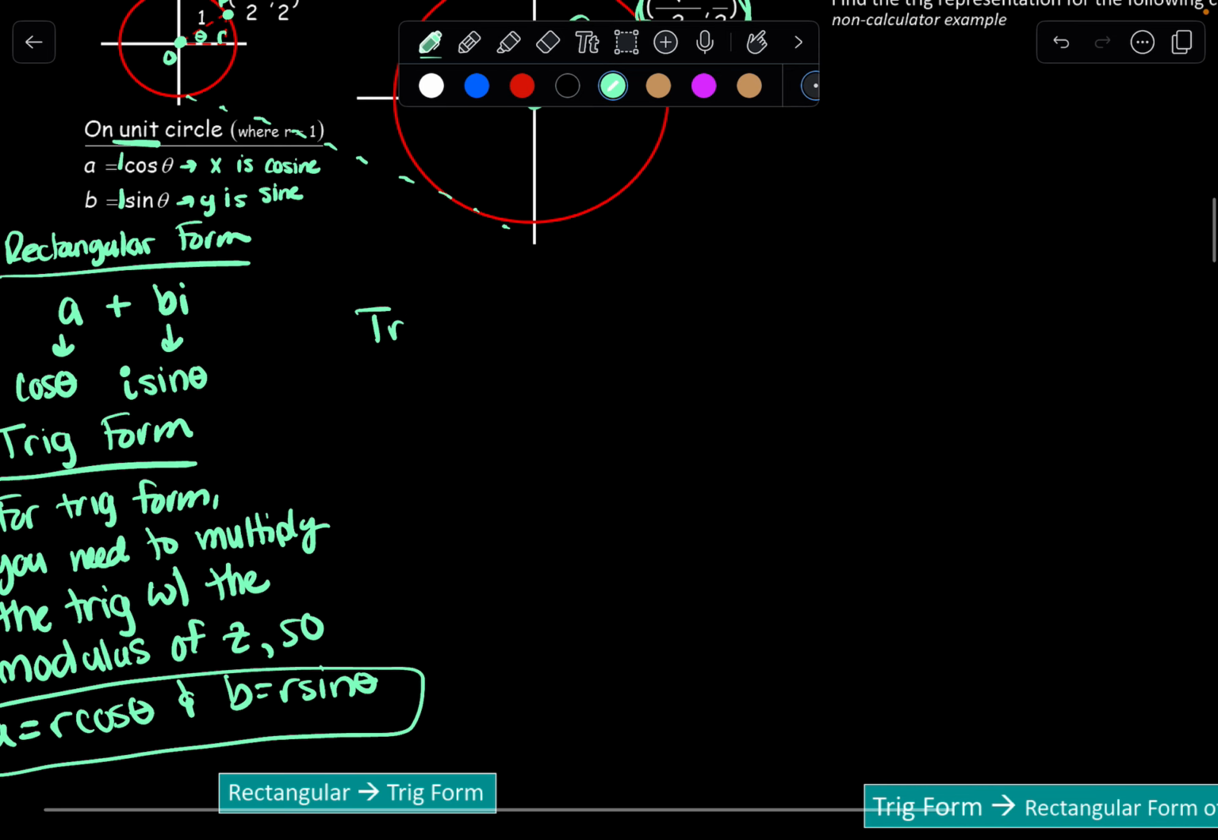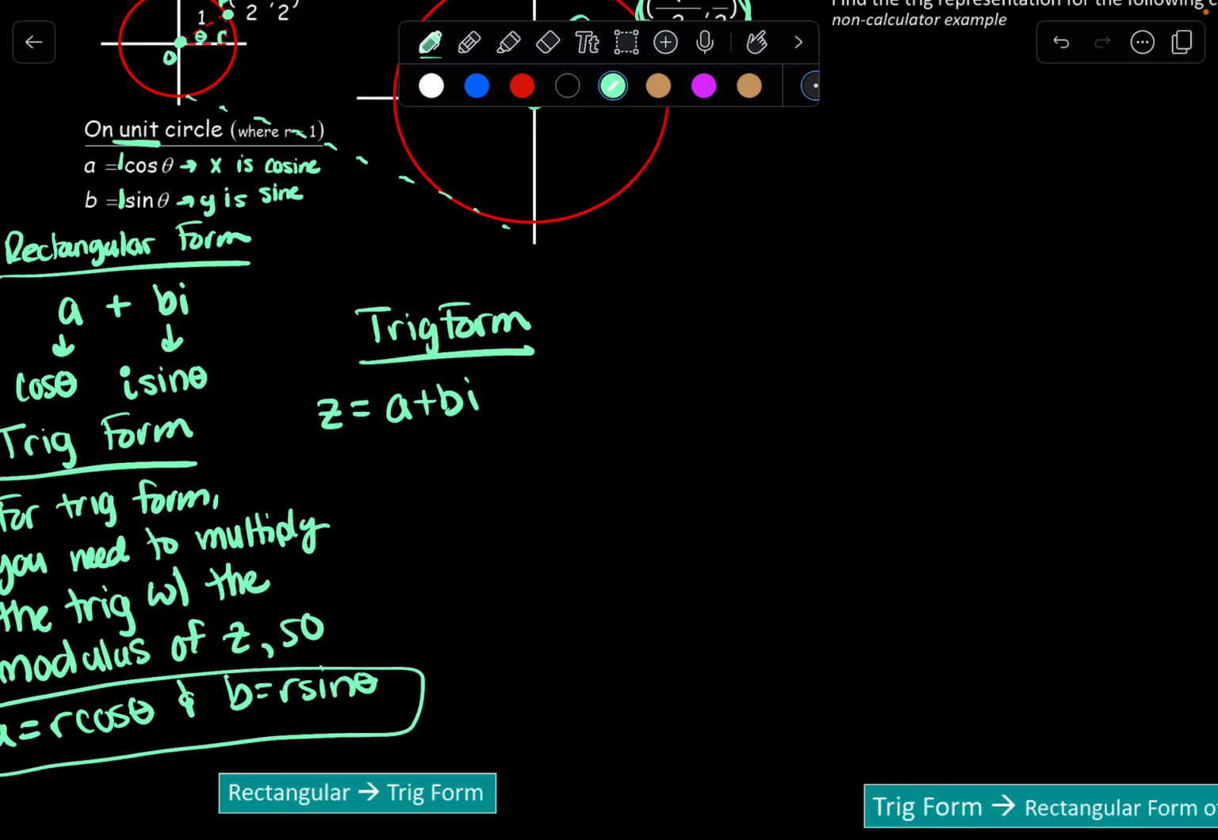So trig form, or all of these equivalencies. So we have z, that is your complex number. Our rectangular form is a plus bi, okay? Now, if we want to rewrite this in trig form, a is going to be r cosine theta, b will be r sine theta. So we will have r i sine theta. And there is a shorter way to write this. They both have r in common, so I'm going to factor that out. So I have r times cosine theta plus i sine theta.